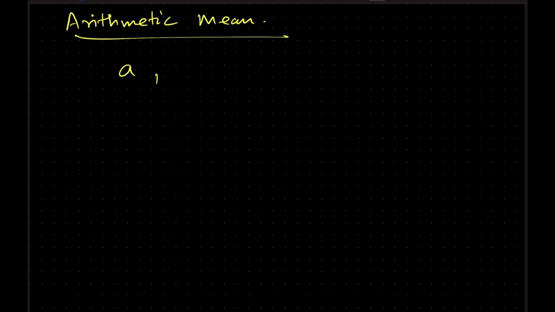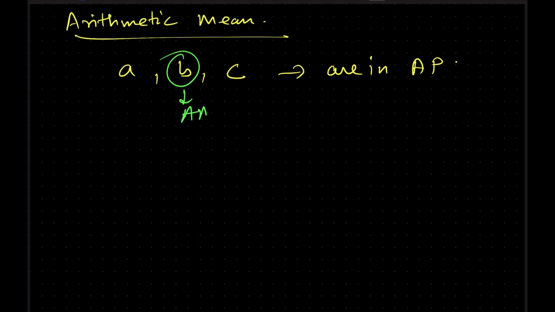So if A, B and C are in AP, then this middle term is called arithmetic mean. So let's find an expression or relation between all the three terms. You can know that if A, B and C are in AP, then their common difference should be the same, like B minus A should be equal to C minus B.